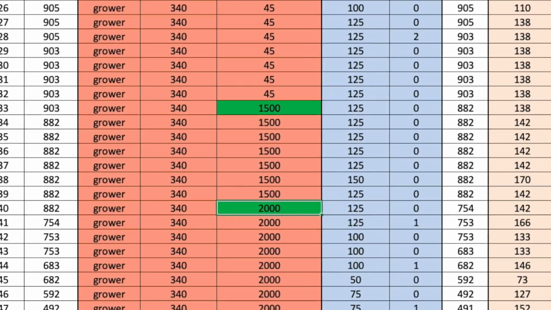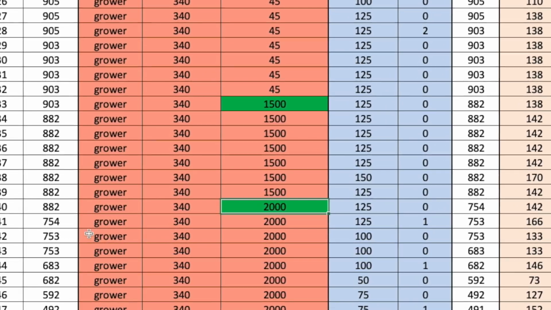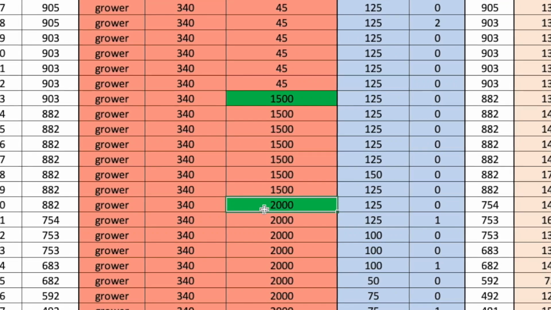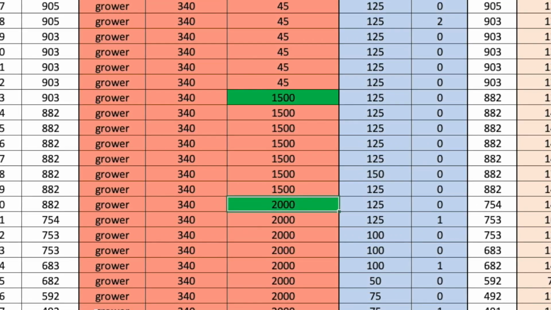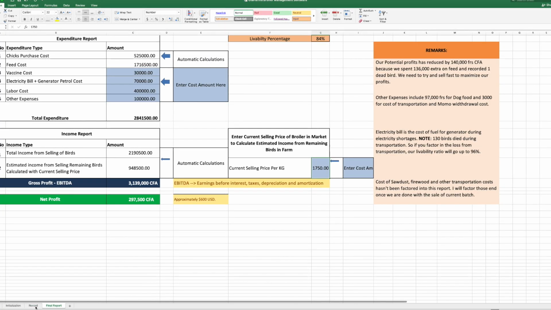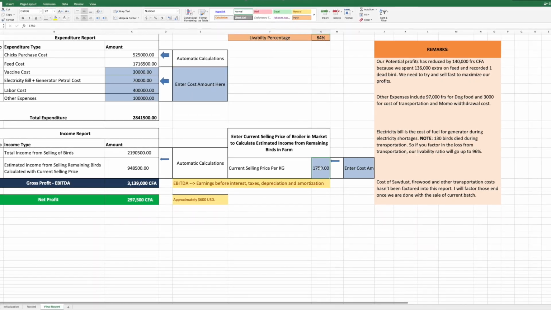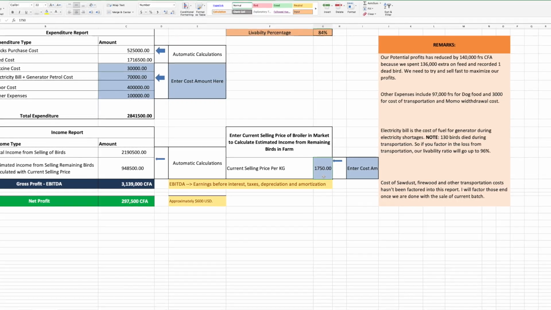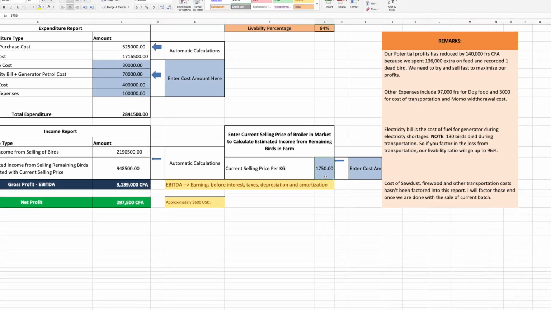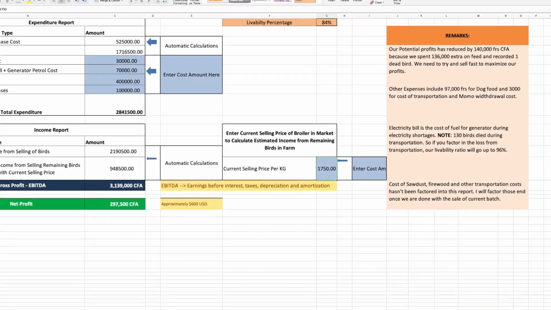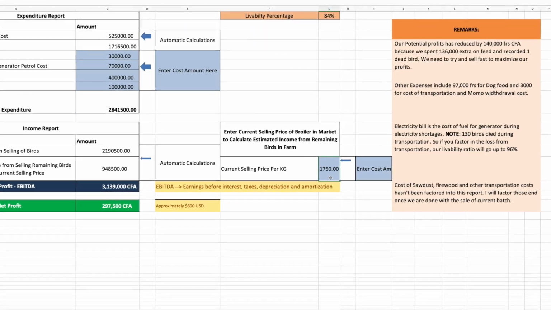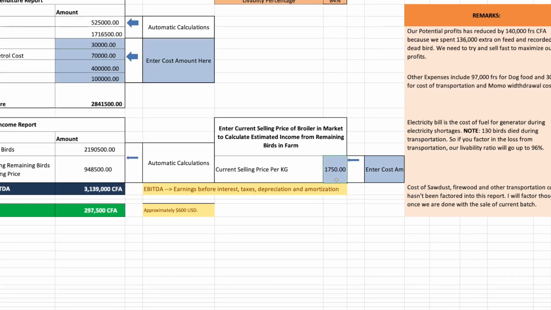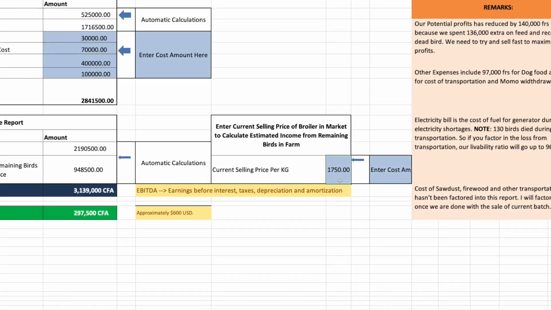So on day 40, our birds were 2 kgs. You want to capture all that, and then right here you want to define the price per kg. On our farm, we sell 1 kg at 1,750 francs CFA. This is for live birds that have not been processed. For processed birds, we sell 1 kg at 2,000 francs CFA.